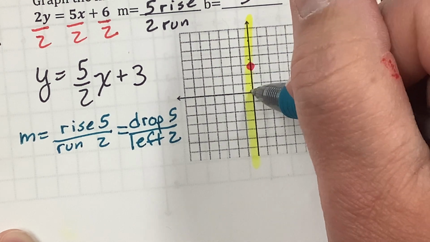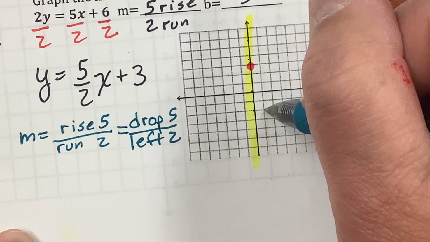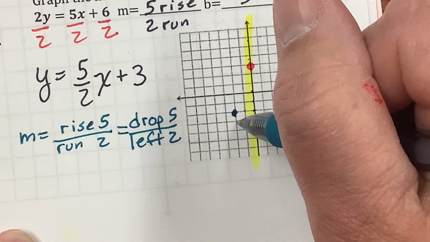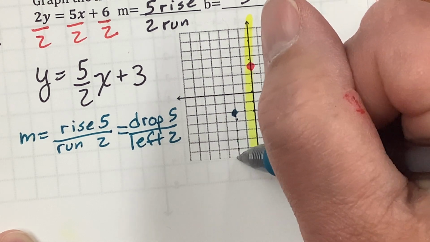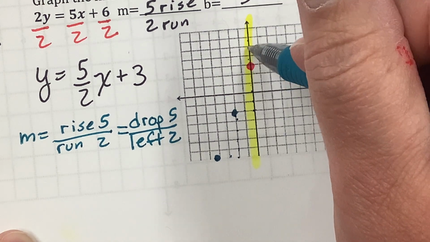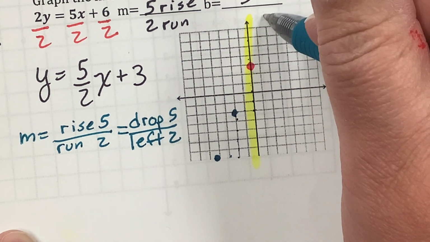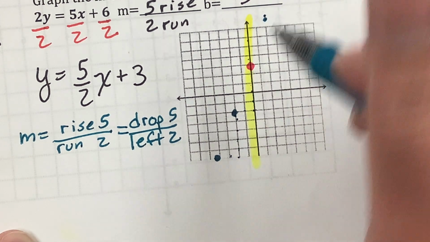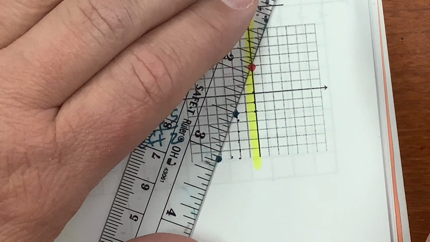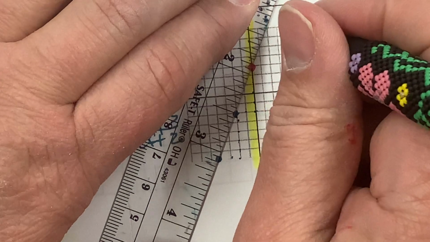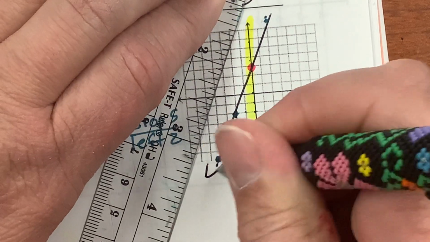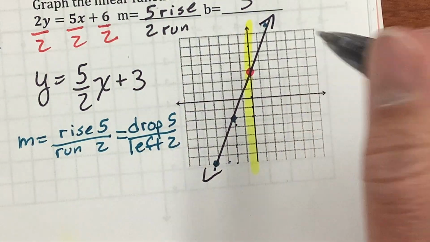So 1, 2, 3, 4, 5 to the left. Wait, to the left. 1, 2. Drop 5, 1, 2, 3, 4, 5, 1, 2. So if I rise 5, 1, 2, 3, 4, 5, to the right 2, I'd have a point somewhere up here. I'm going to guess there's a point there. That's just me guessing. So when I make my line through the points that I know, come on, get the points right here, Bono. There we go. Oh, I was pretty close with my guessing point.